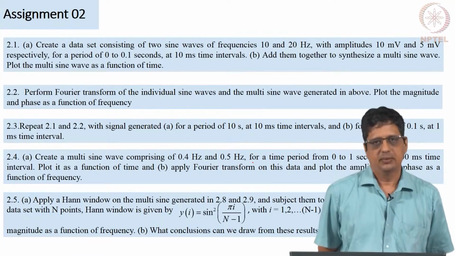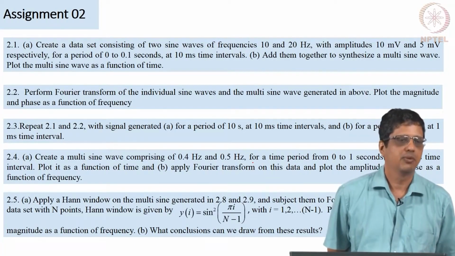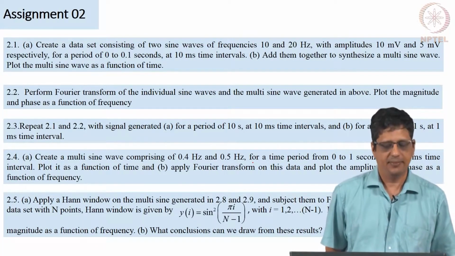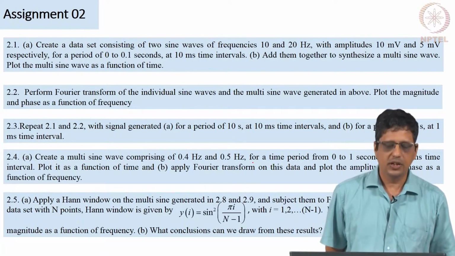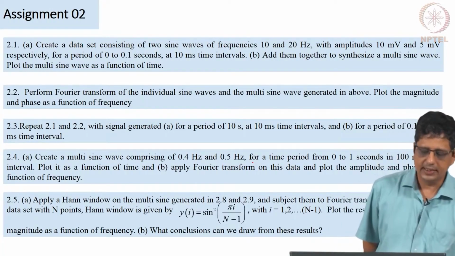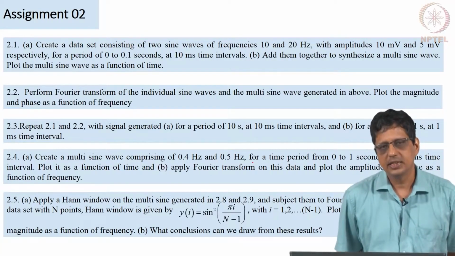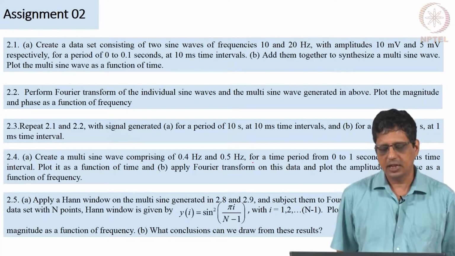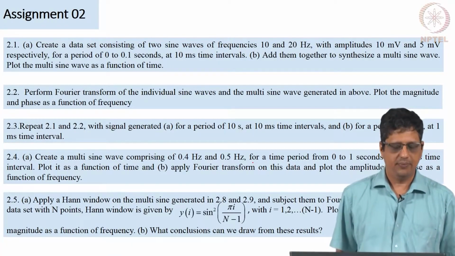So, in today's assignment, I have split that into multiple parts again. First, I want you to synthesize multi-sine data consisting of two sine waves, one at 10 hertz frequency, another at 20 hertz, and two different amplitudes. You can synthesize it for a period of 100 milliseconds, in discrete points at 10 millisecond time intervals. It is just to give you an idea of how a multi-sine would look in the time domain.